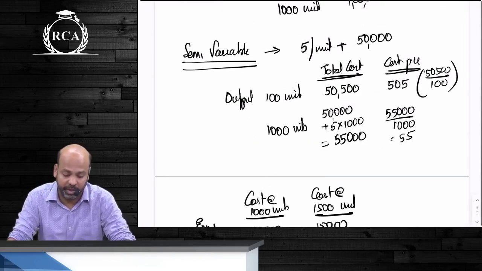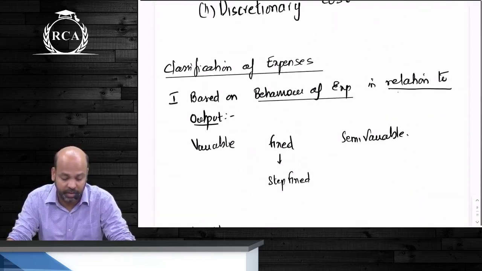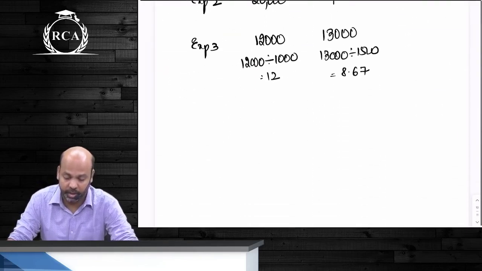Now, can you give me some examples, guys, of expenses that can be semi-variable? And don't tell me electricity.